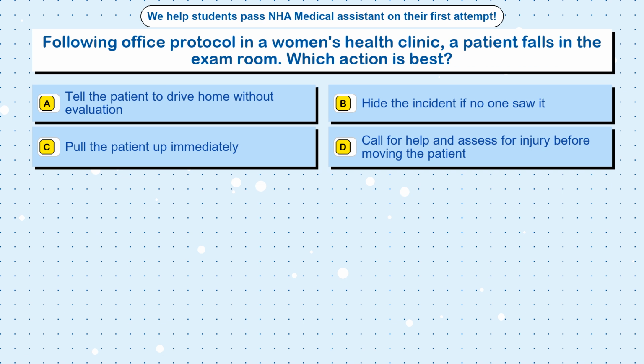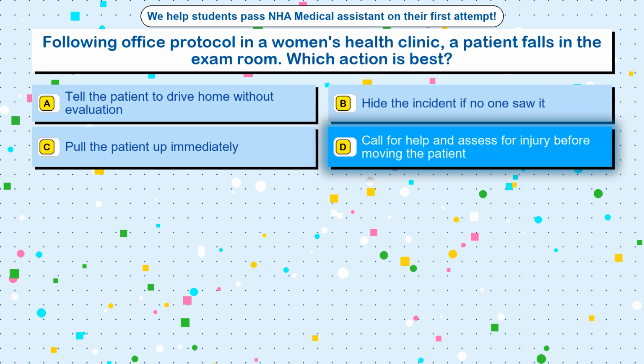Question 68. Following office protocol in a women's health clinic, a patient falls in the exam room. Which action is best? Option A, tell the patient to drive home without evaluation. Option B, hide the incident if no one saw it. Option C, pull the patient up immediately. Option D, call for help and assess for injury before moving the patient. The correct answer is option D, call for help and assess for injury before moving the patient.